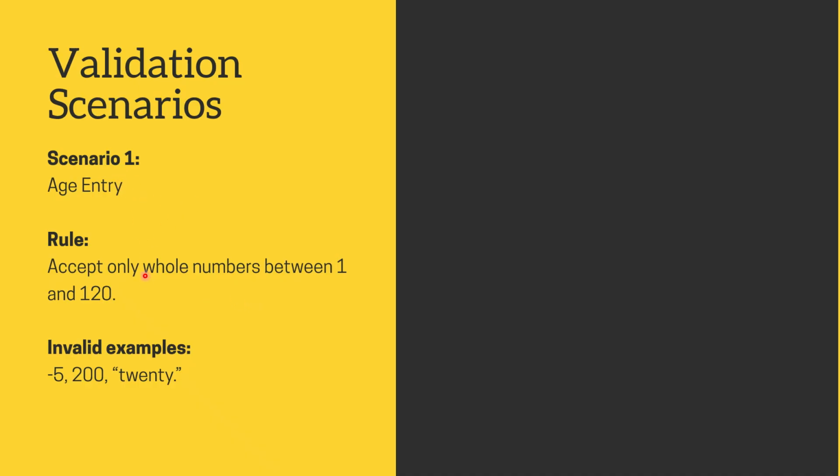The rule is that it's only going to accept whole numbers between 1 and 120. So that means invalid examples would be what? A -5, because that doesn't fit between 1 and 120, 200, because that's greater than 120, or actually the word twenty. So your pseudocode should look like this.